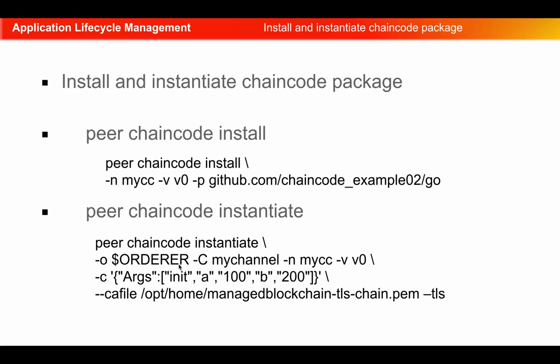This -o option tells the ordering service endpoint. So what do you mean by endpoint? Endpoint is nothing but a place where that orderer service is running. Then you have -C mychannel. This tells the channel ID. So this is the channel on which this command should be executed.